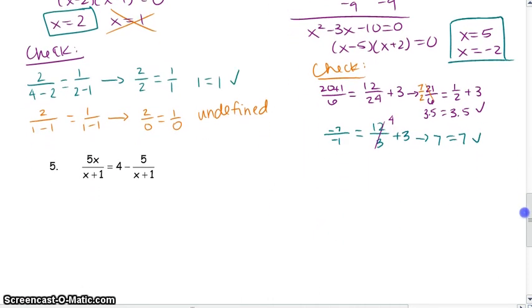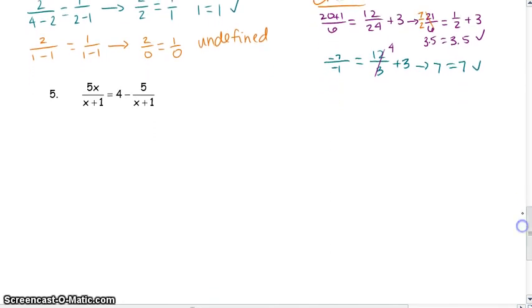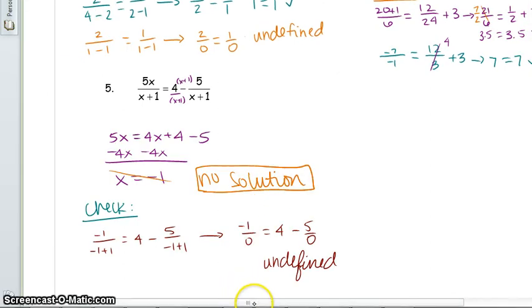Now, looking at this last problem, I want you to try this on your own, hit pause, and then we'll go over it together. And don't forget to check your work. Alrighty, so this is what we should have.